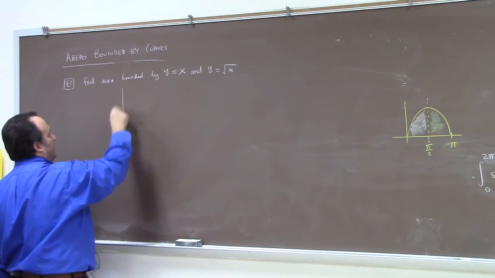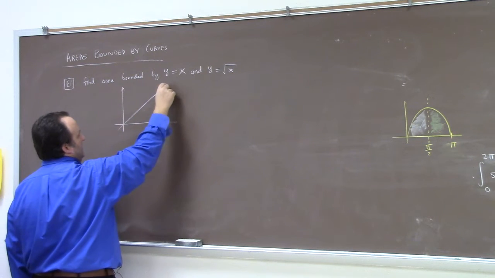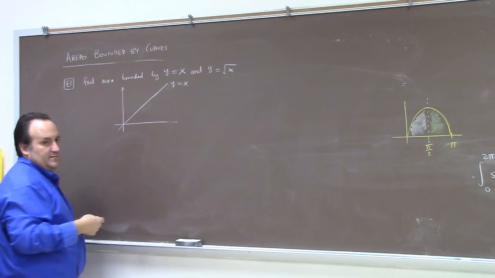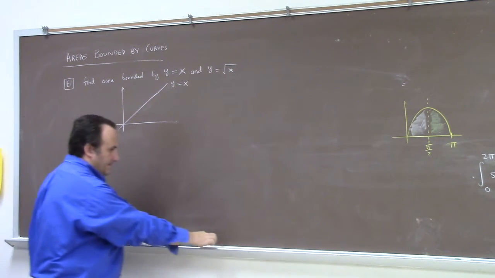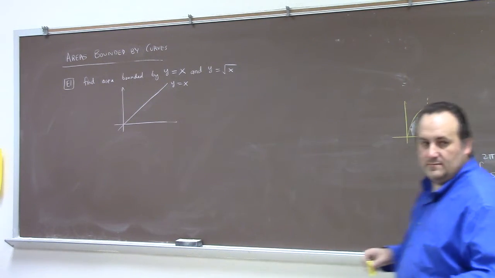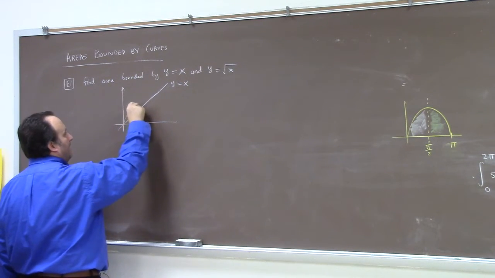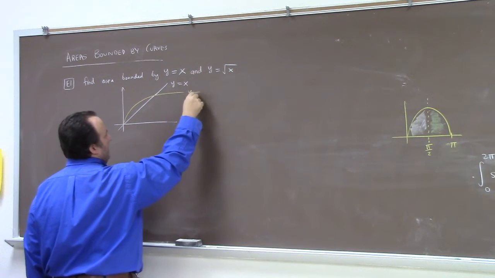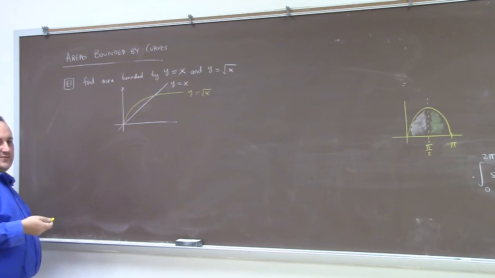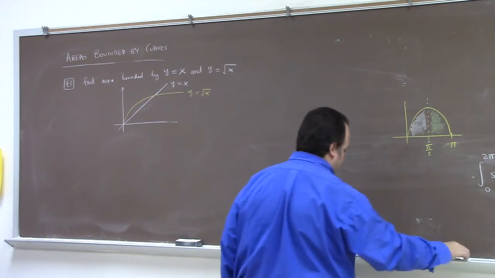Pretty much all these problems, we have to come to some sort of graphical understanding of what we're doing. So this is y equals x, just a line with slope 1. What does y equals square root of x look like? It's like half of a parabola that's turned sideways, like this. So we're trying to find the area bounded by these two curves. What area is that? Well, can you see it? Yeah, you see it. How do we figure that out then?